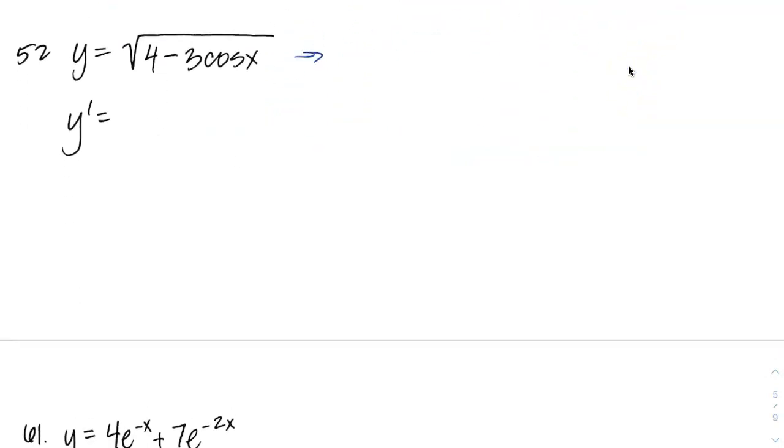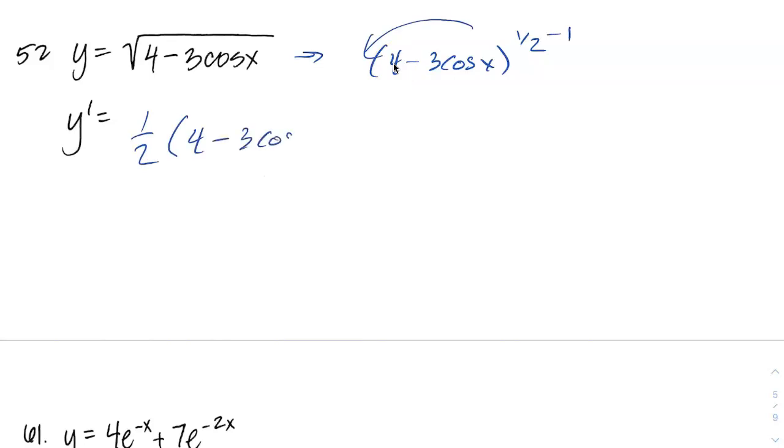52 is more the basic one. Just want to rewrite it first: 4 minus 3 cosine x, to the 1/2. Now we just have to take a derivative. Bring the 1/2 down. Subtract 1 off. So 1/2 times 4 minus 3 cosine x to the negative 1/2, times the derivative of the inside. Derivative of 4 goes away. Derivative of cosine is negative, so it becomes a positive 3 sine x.